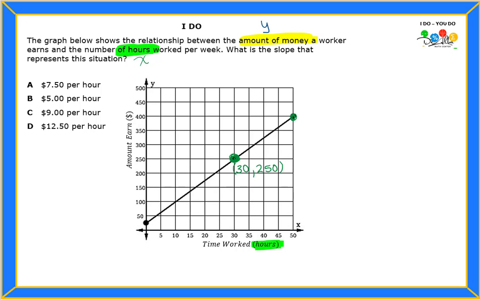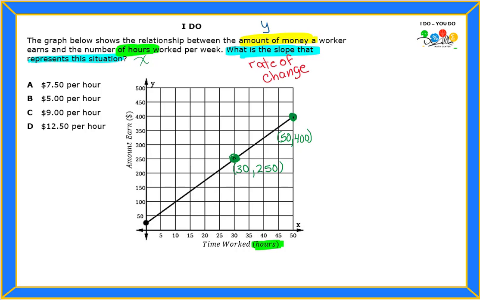What about the other point that is up here? What does that point mean? Well, it means that if he works 50 hours, he will get $400. Is that right? So now this information is about how many hours he worked and the amount of money that he earns. But that's not what the question is asking me to find. The question says, find the slope. So finding the slope means what? The rate of change. And I'm going to write it down over here, rate of change.